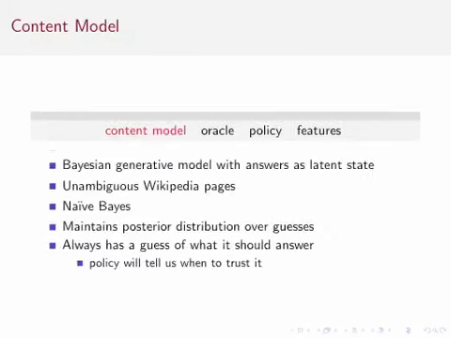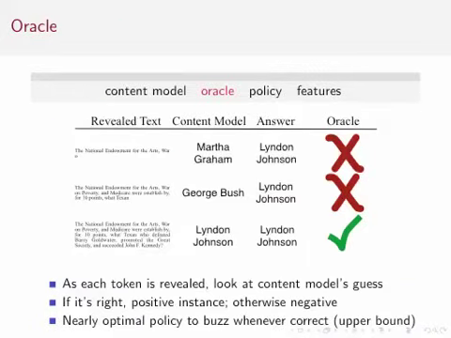First, the content model. The content model is a Bayesian generative model with answers as the latent state. This was trained on Wikipedia pages. The content model is always going to have a posterior distribution over the possible guesses, and the policy will tell us when we should take a guess from the content model. Our guess is always going to be the argmax of this posterior distribution.